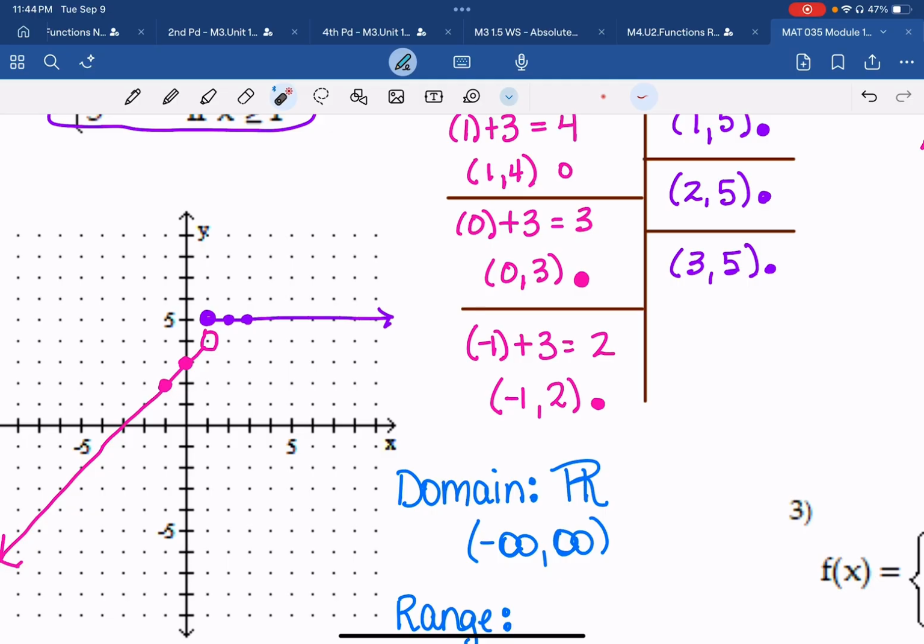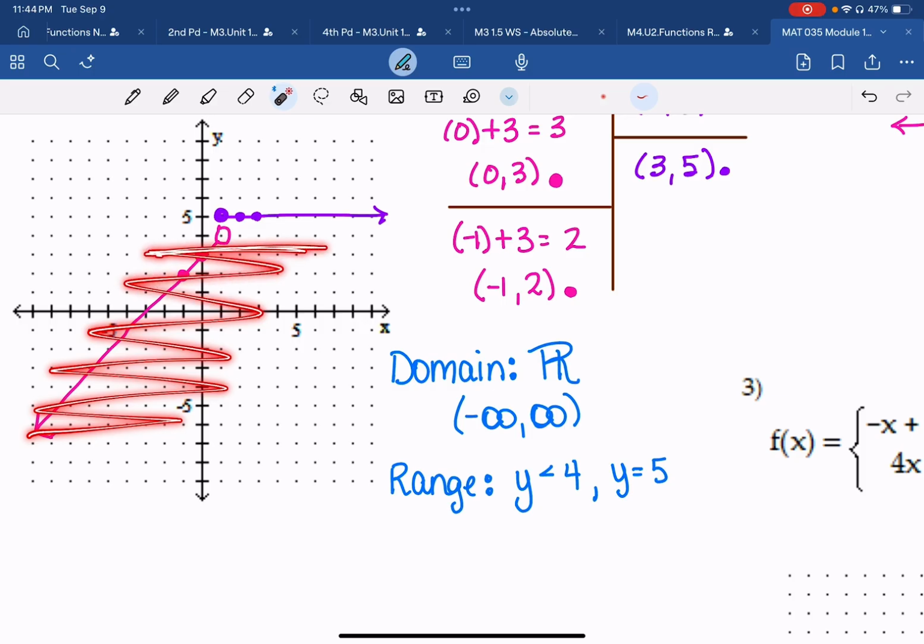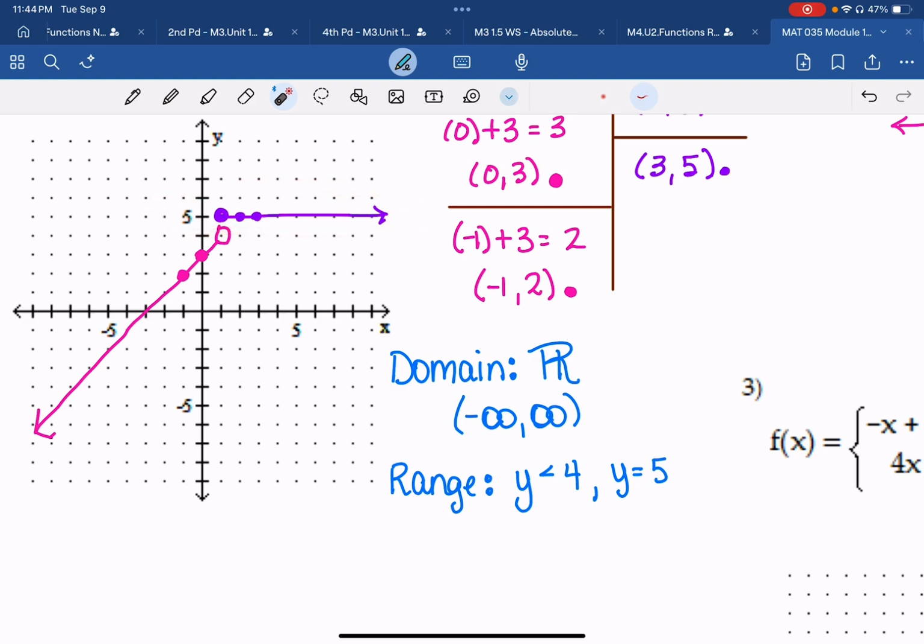Okay, so how can we write that? All right, well, if we were going to write that, we could say that this is all of the y's that are less than 4. Not equal to, just less than, but it's also y equal to 5. So if we think about that, we've got all these y's that are below 4. We don't have anything between 4 and 5, but we also have y's at 5. And remember, the range has to include every y value.